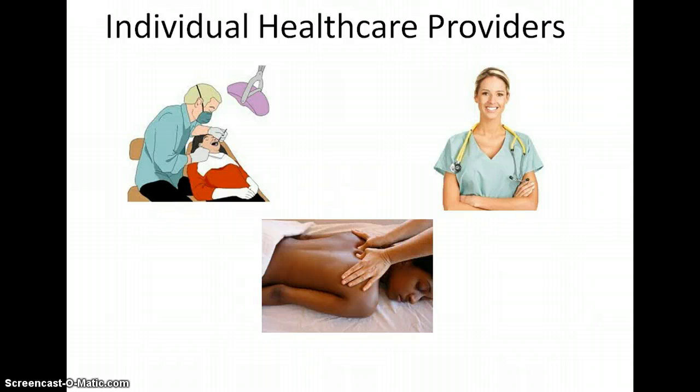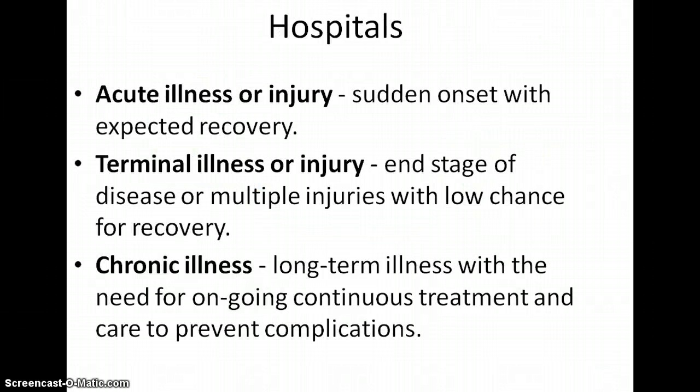There are over 6,000 hospitals in the United States, and most of them are general or sometimes called regional hospitals. Hospitals usually have multiple services available for the person with acute illness or injury, which means a sudden onset with expected recovery, terminal illness or injury, end stage of a disease or multiple injuries with low chance for recovery, and chronic illness, which is long-term illness with the need for an ongoing, continuous treatment and care to prevent complications.